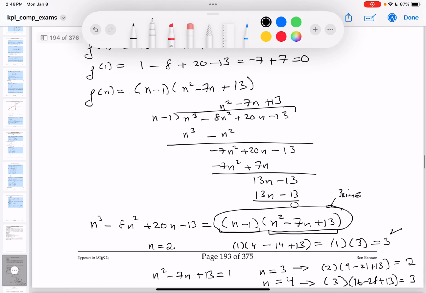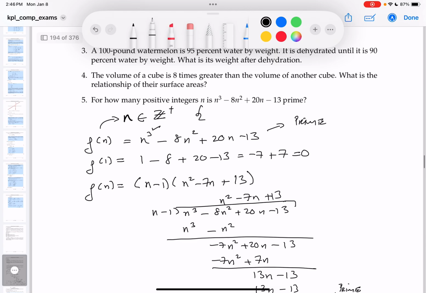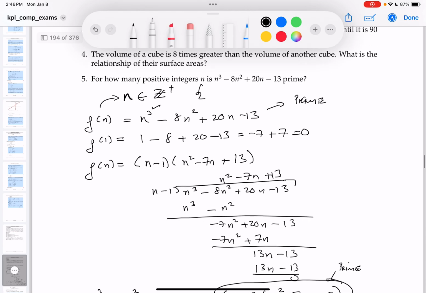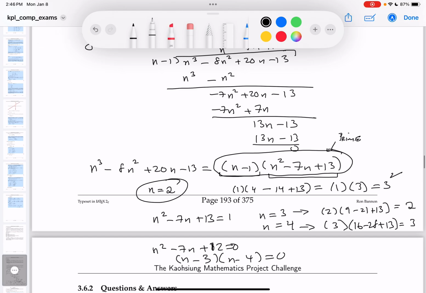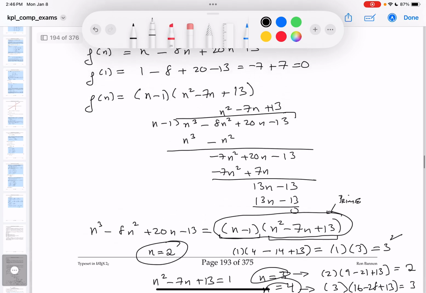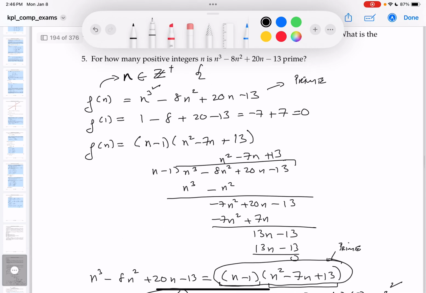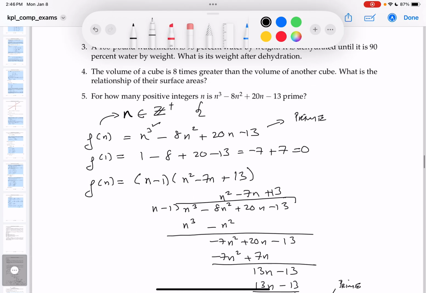So what do we do? Let's go back to the original question, by the way. For how many positive integers n is this thing prime? Well, we found them. What did we find? For 2, for 3, and 4. Those are the positive integers that make that thing prime. All right? So what is the answer going to be here? 3 positive integers make this thing prime. And we're done. Thank you.